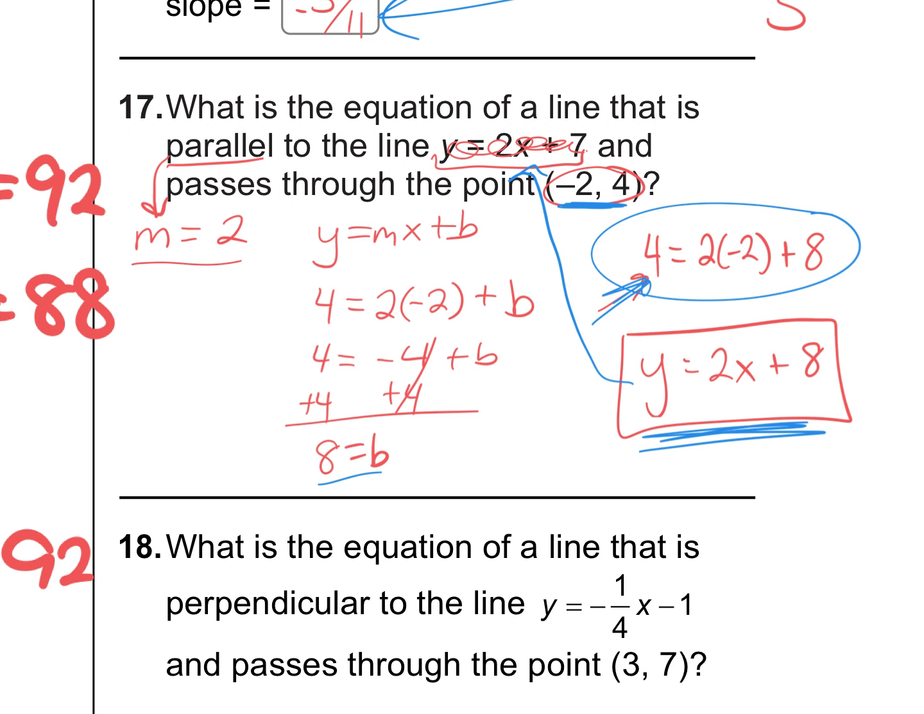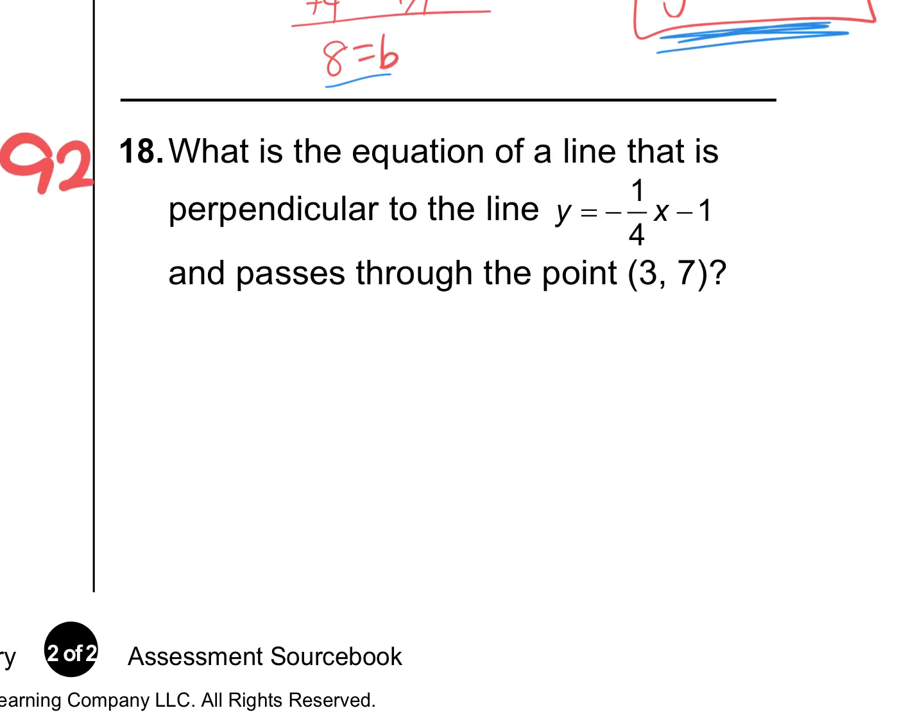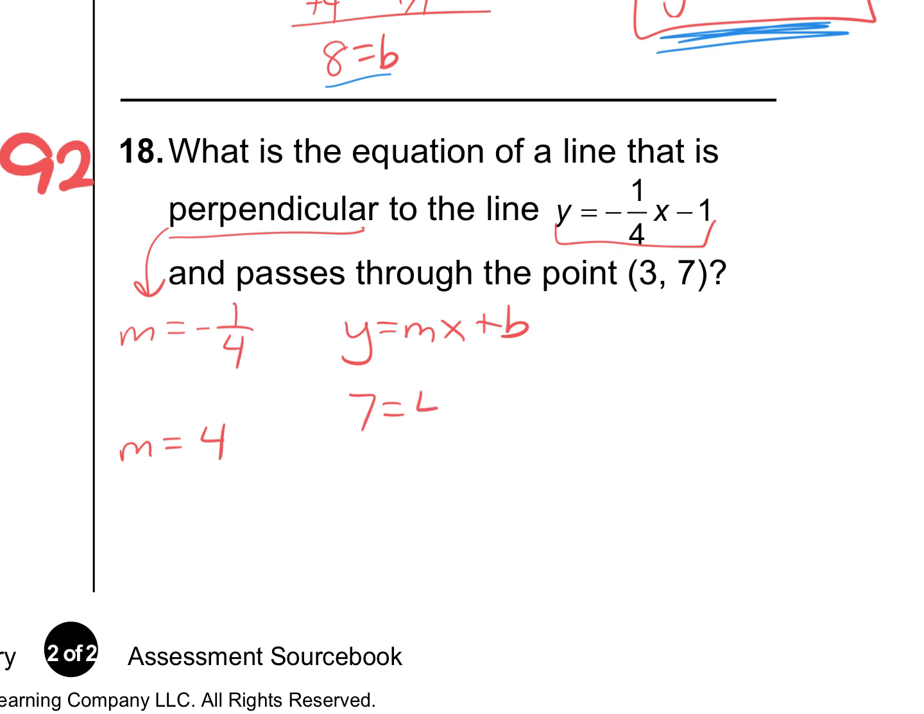Questions about that? Okay, let's talk about 18. This is our last one. What do we care about in that sentence? Negative 1/4. Right, we want the slope from this, which is negative 1/4. It says perpendicular. What does that tell us? We need to change the slope. What's the new slope? 4. Okay, and then what equation are we going to use? y equals mx plus b. What's the y value? 7. Why am I using 4 and not negative 1/4?